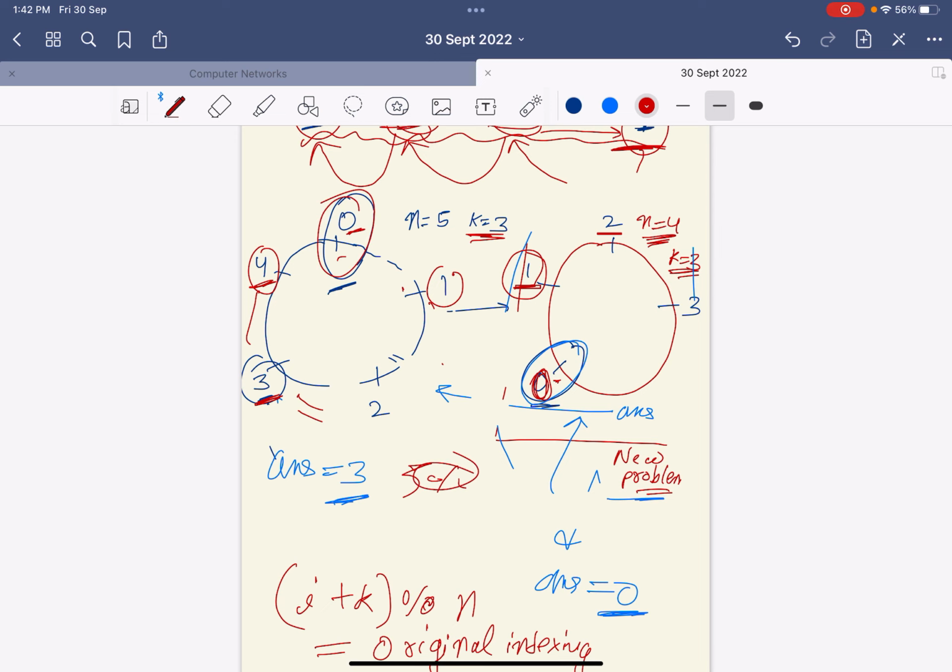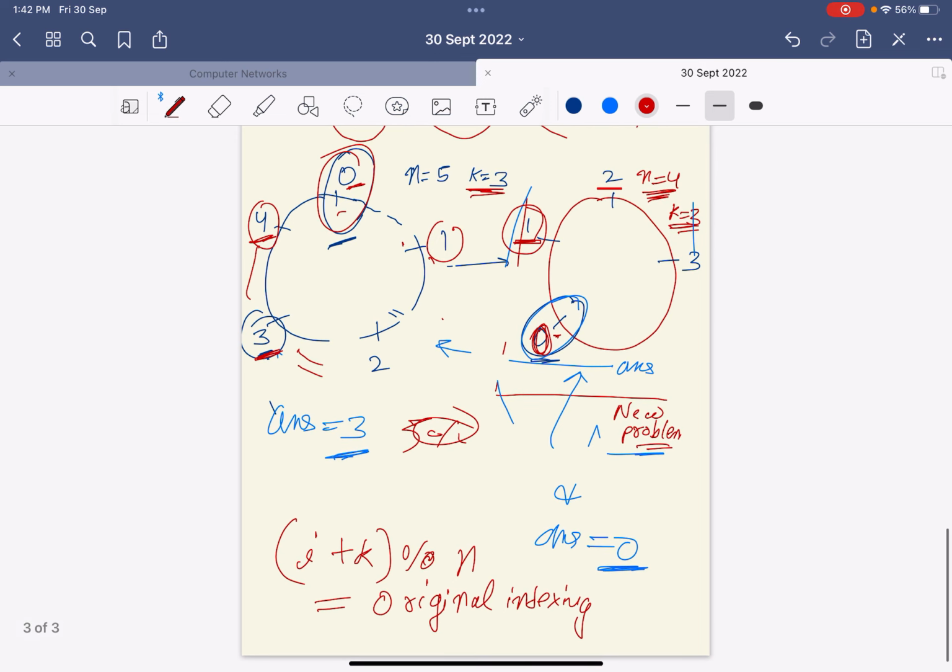So 0 here. Why are we doing modulo here? Because we could go beyond the maximum index, and we don't want to do so. We want to fall back into the same indexing again and again. So if I add 3 to this 3, 3 plus 3 is 6, and 6 modulo 5 is 1. So this is the 1 index.